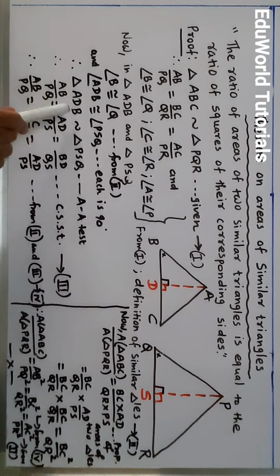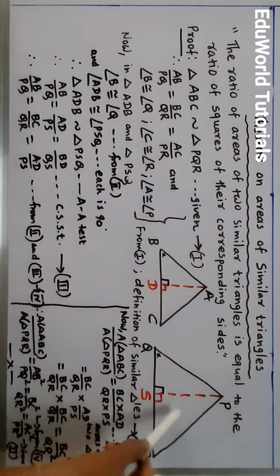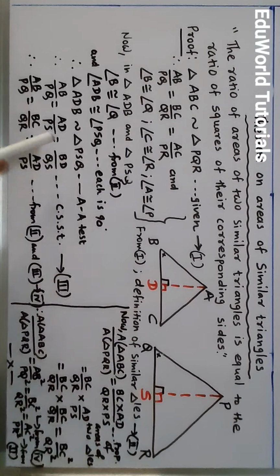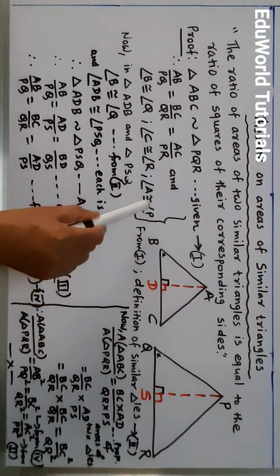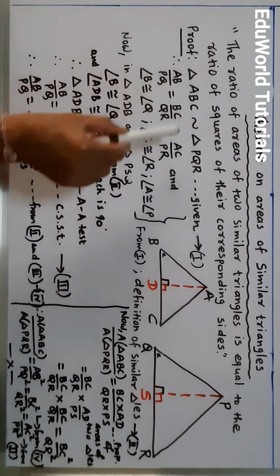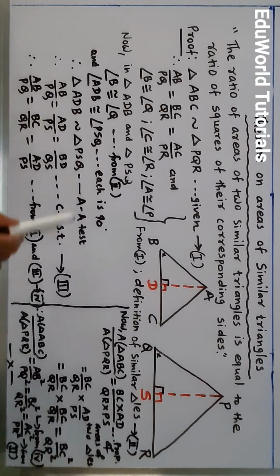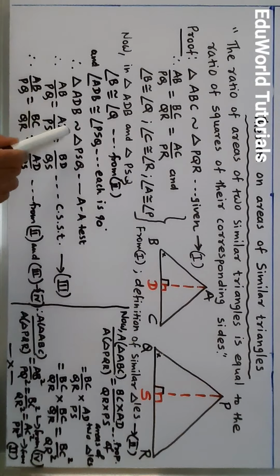When these triangles are proved similar, we can also write the ratio of corresponding sides as AB upon PQ is equal to AD upon PS is equal to BD upon QS. Result number 3. Now from result 2 and 3, what can we write? AB upon PQ is equal to BC upon QR is equal to AD upon PS. From result 2, I took AB upon PQ is equal to BC upon QR, and from result 3, I took AB upon PQ is equal to AD upon PS. So I got these three ratios equal.